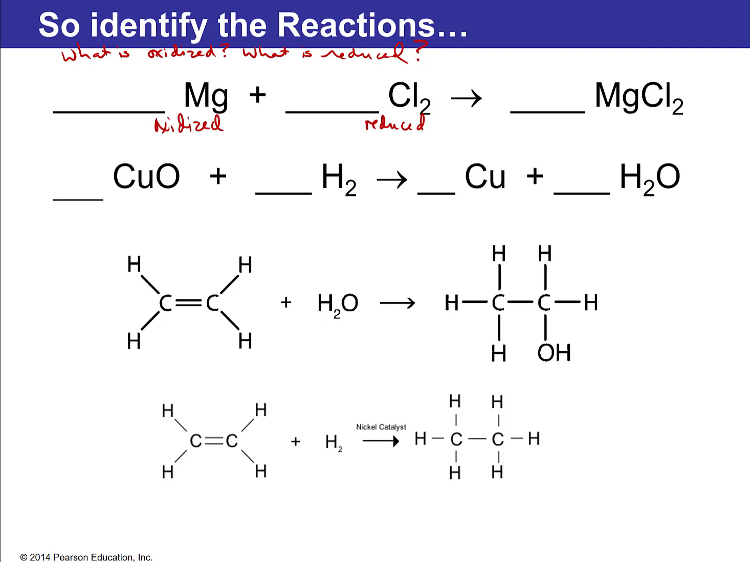Looking at the second one, what gets swapped in this single replacement? The oxygens. You see that the oxygen's on the copper in the first one, but on the hydrogen at the end. So it's the oxygen that's getting swapped. What happens to copper oxide? It's going to lose oxygen, so this is reduced. Whereas the hydrogen is going to be the one that gains the oxygen, so it is oxidized. You can call it oxidation or oxidized, either one. Call it reduction or reduced, either one. So when you look at single replacements, look and see: is oxygen getting swapped from one reactant to another, or is hydrogen getting swapped from one reactant to another? That'll help you identify if it's oxidation reduction.